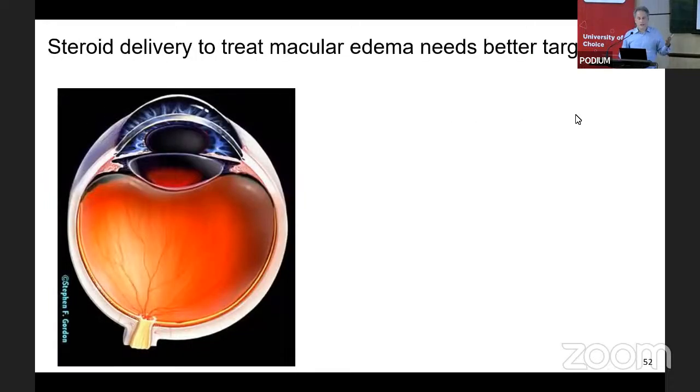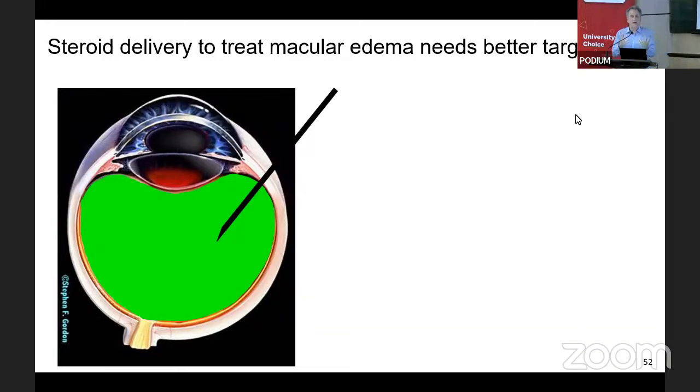So here's a cross-section of the eye. The cornea is shown at the top and the optic nerve at the bottom. The lens is in the middle. And the example that I'd like to give is for steroid delivery. So steroids are often given to the eye to treat inflammation. And in the back of the eye, macular edema, so swelling in the macula, the most sensitive part of the retina, can be treated by giving an injection into the vitreous cavities.